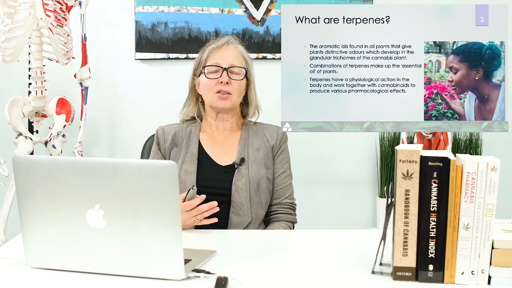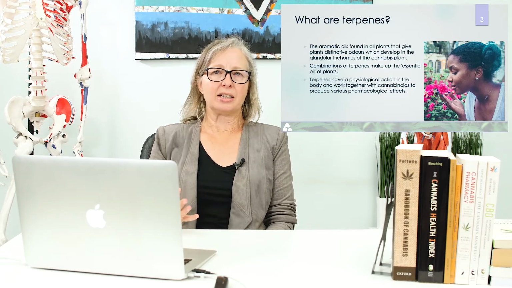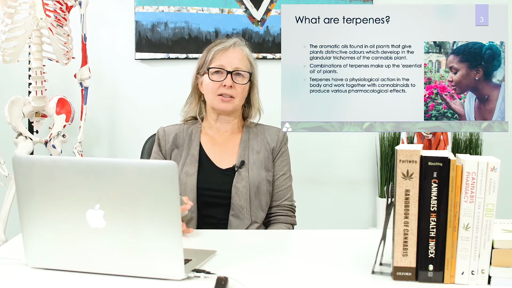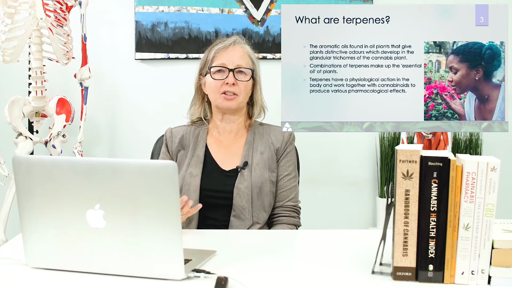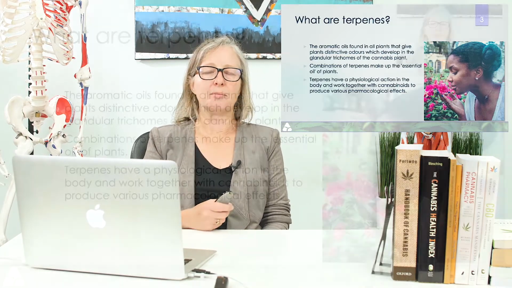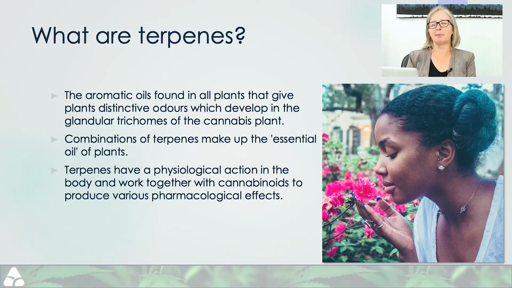So terpenes are the aromatic parts that make up all plants. Not just the smell of a rose has terpenes in it, or the smell of lavender, but the smell of apple. Everything, smells are made up of terpenes. And some people started talking about terpenes as being the essential oils of the plant, and that's not quite right, because essential oils are actually made up of a whole bunch of different terpenes in different combinations.